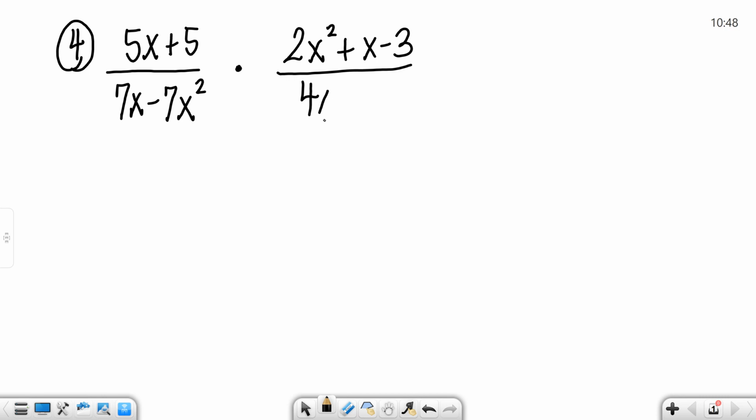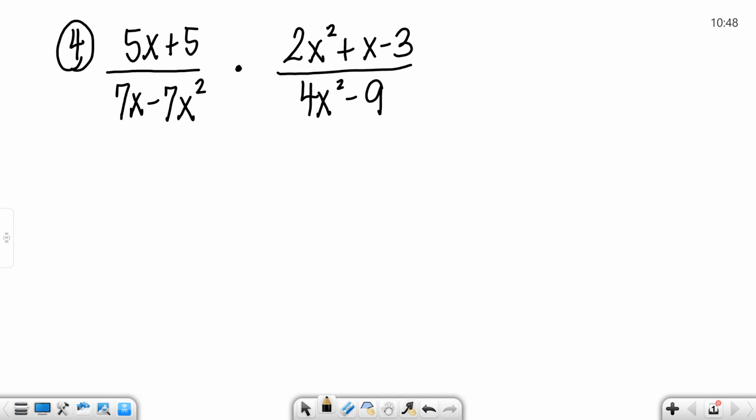All right, so I believe in this problem you are going to understand the importance of Chapter 6, all the factoring that we've been doing. All right, so the first thing we need to do here is factor any numerator and denominator that can be factored. In this case, everything can be factored.